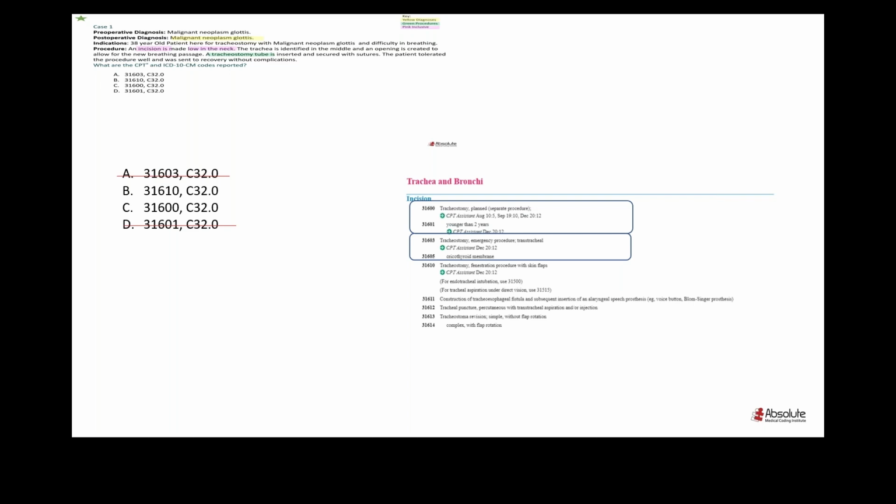So option A is also incorrect and option B is wrong because that is coding for tracheostomy, fenestration procedure with skin flaps. So we didn't have any fenestration procedure here. So option B is incorrect and the last option left is option C, which is coding for 31600, which is tracheostomy planned procedure, and C32.0, which is coding for a malignant neoplasm of the glottis.